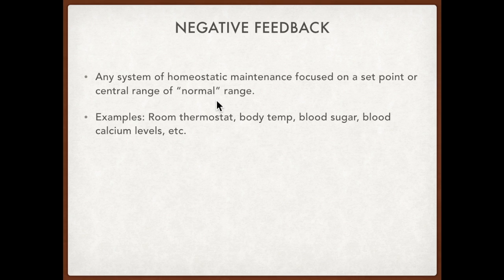Okay, so I know that might be a little confusing, but when we look at blood glucose levels, there's an acceptable range there. If we're above that range, then certain mechanisms are going to bring us back toward center. If we're below that range, the same thing. So any homeostatic maintenance mechanism that's going to bring us back toward a central range or a central set point. Okay, and so here are the examples I'm going to try to go through with you guys. Let's get into them specifically.